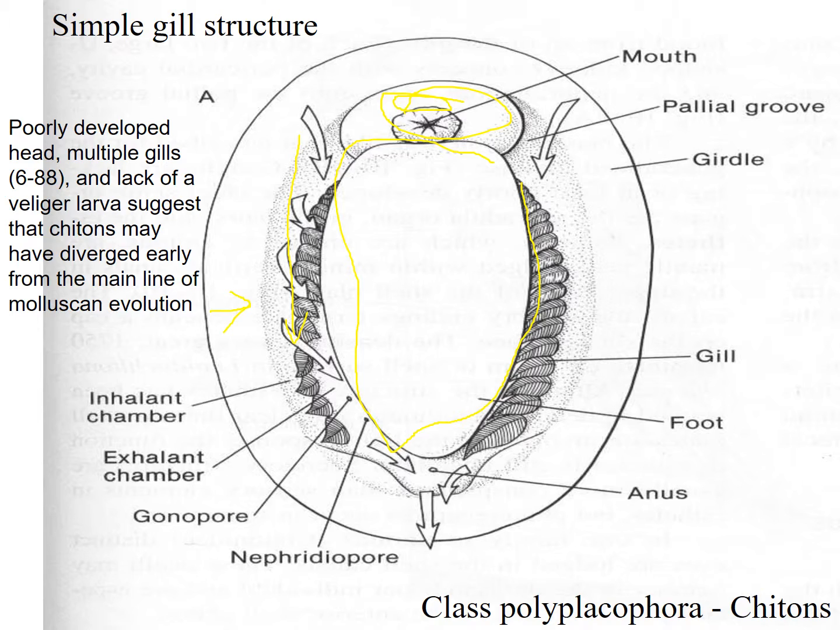Okay, gonopore, I'm sure you can figure out what gono and pore means. And nephridio, which means kidney, is right there, so that's where they wee. Alright, so they've got a separate mouth and anus. So what type of gut is that? It's a one way, of course.